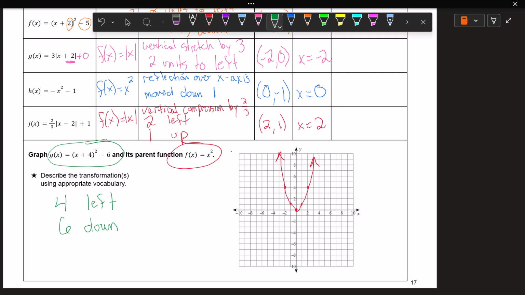So 1, 2, 3, 4. 1, 2, 3, 4, 5, 6. And then we connected them, and we got our transformed function. And where is it? Well, it moved down 6 and it moved left 4, which is exactly what we said it did. So that makes sense, and the world is right yet again.